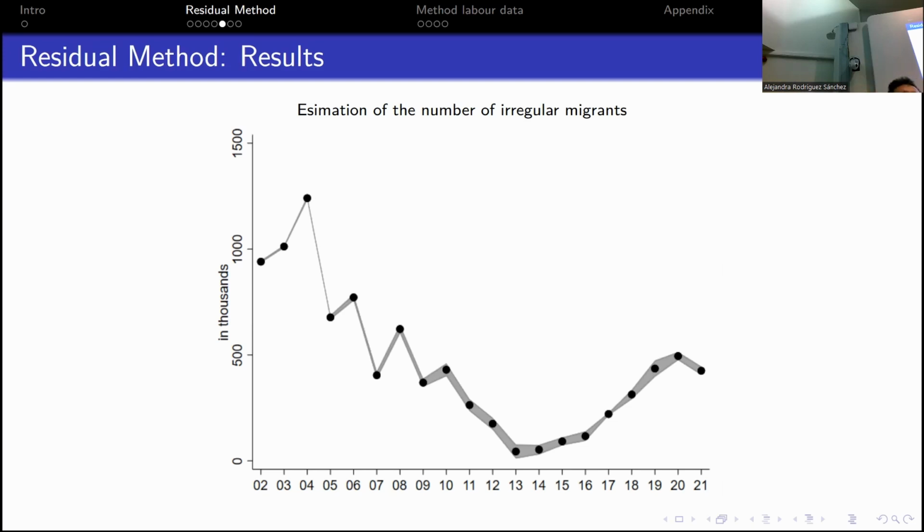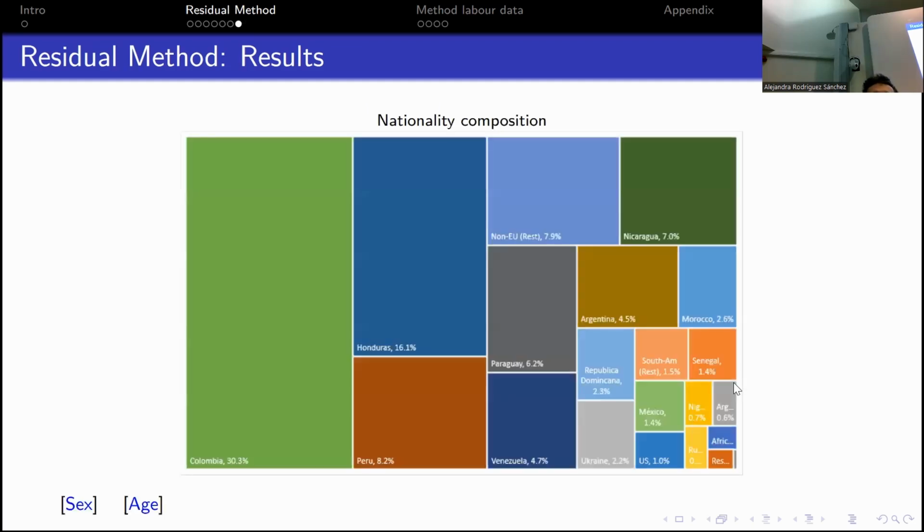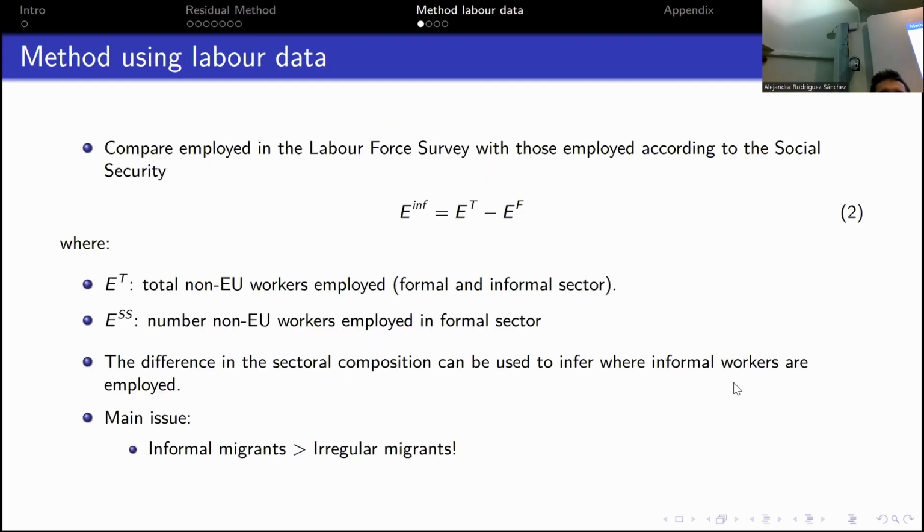Sorry, the drop here is quite consistent with the number of people that got the residence permit after the regularization. So at least in differences, I think the method is quite good, and Spain is usually argued to be a good case for this method. This is as a fraction of total non-EU migrants, so around 15%. This is by nationality, but I will go directly to this in 3 minutes.